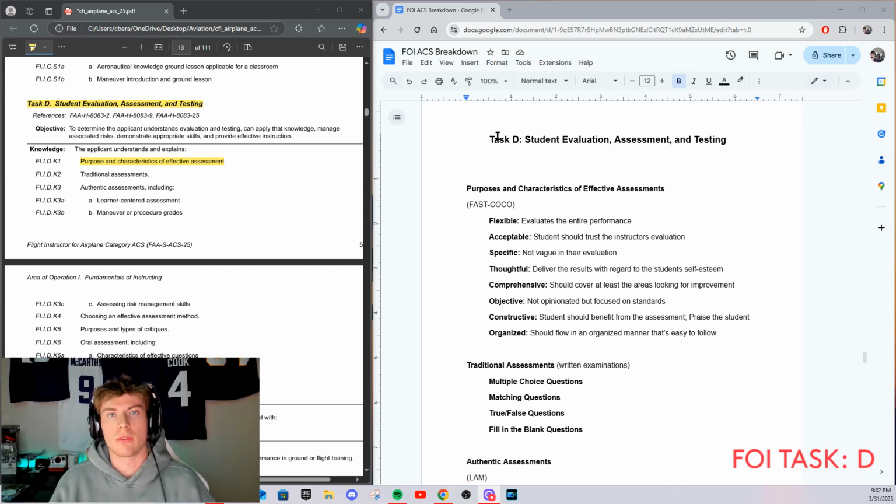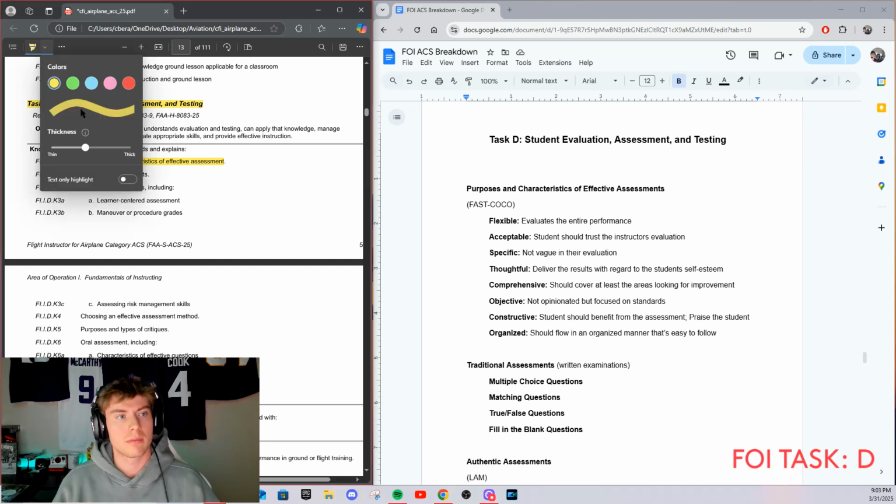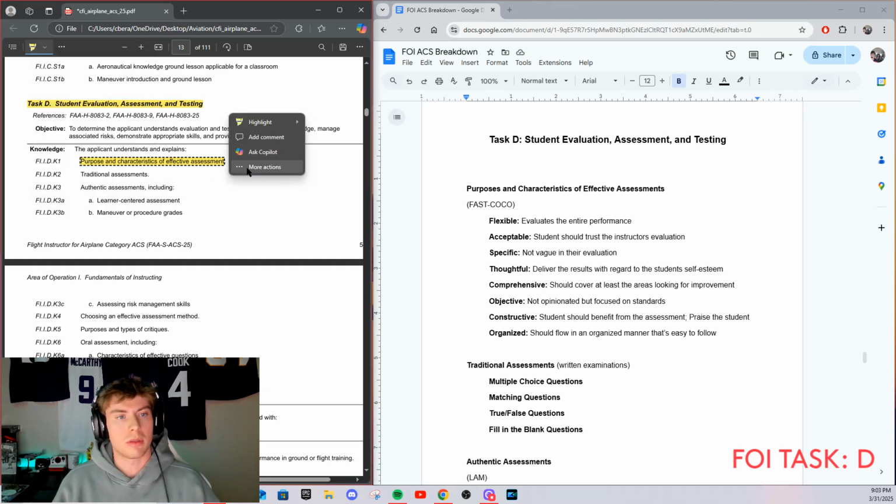Today we are going over Task Delta, Student Evaluation, Assessment, and Testing of the FOI part of the CFI check ride. And again, on the left, we have the ACS right here, Task Delta, and then this is the document that I made, which goes word for word with each of these parts.